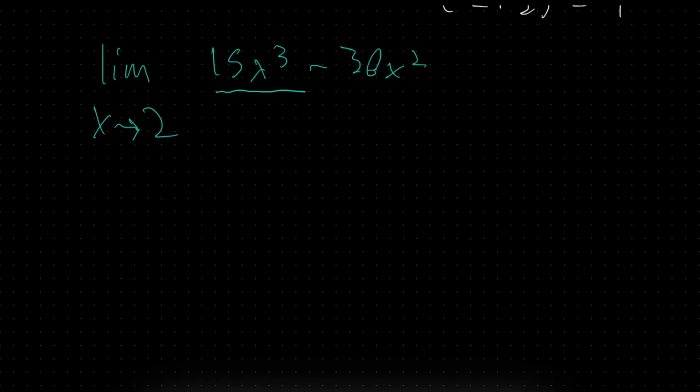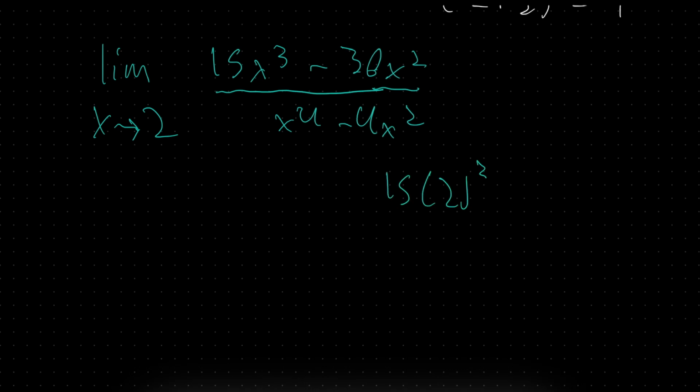Let's try the limit as x approaches 2 of 15x cubed minus 30x squared over x to the 4th minus 4x squared. I don't have a calculator with me, so I shall just do this out by hand. Let's see what happens as we sub it in.